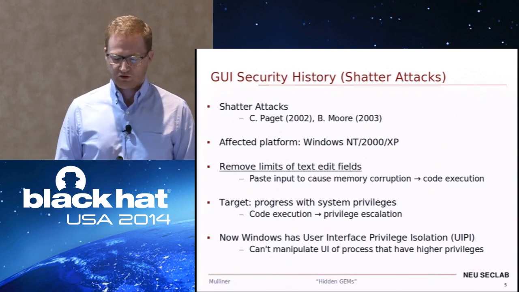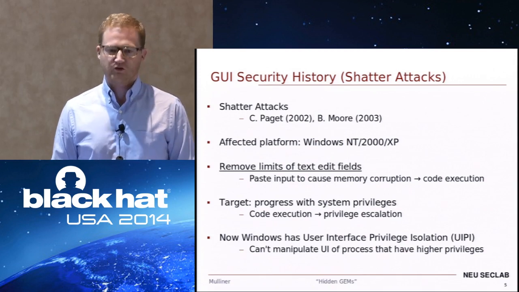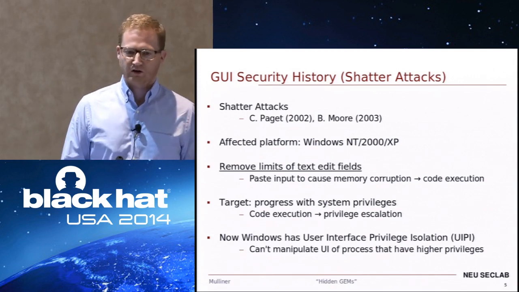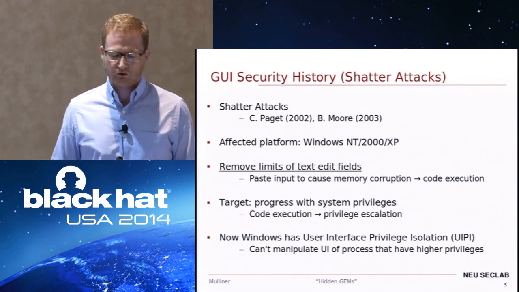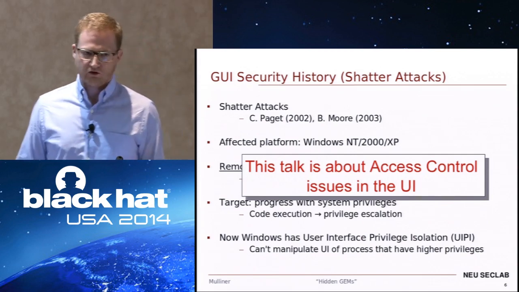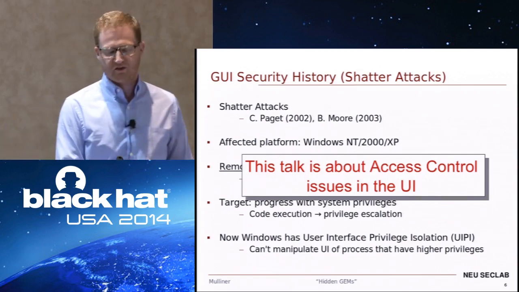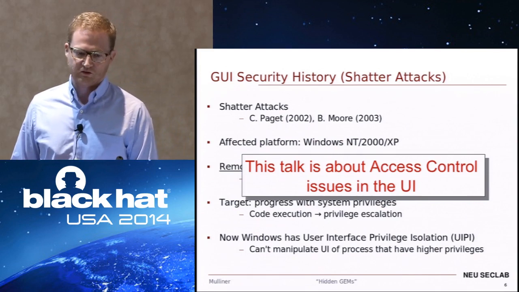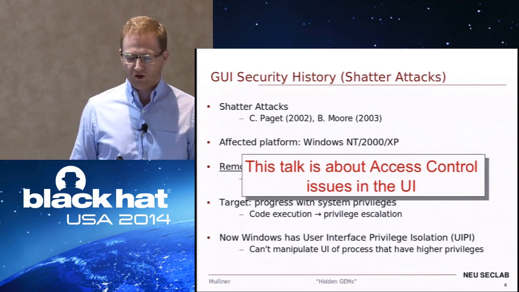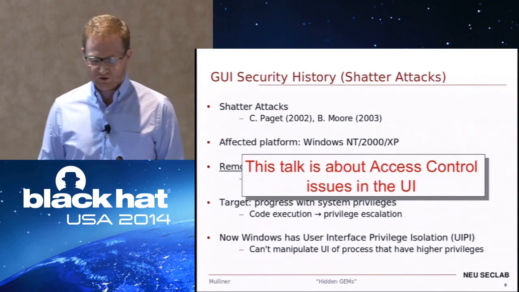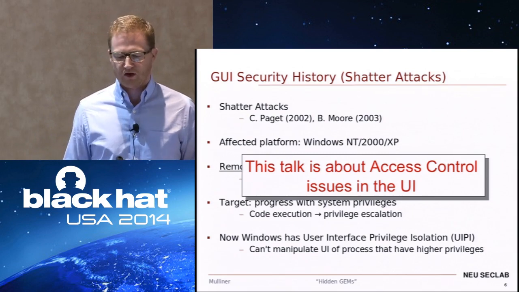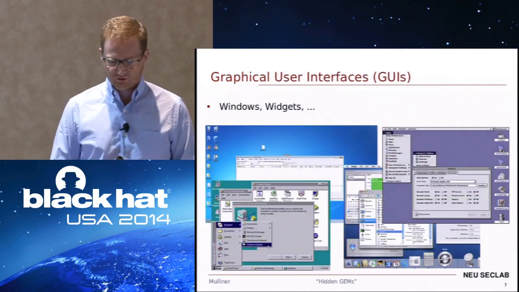Now they have this User Interface Privilege Isolation. So basically you cannot manipulate UI elements of higher privilege processes anymore. But this talk does not have anything to do with that, besides that it's targeting the UI. This is more about access control, which is part of applications, like enterprise applications.